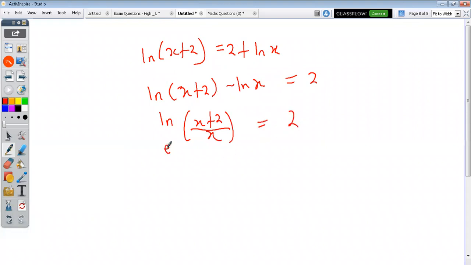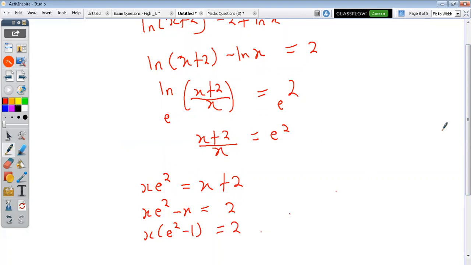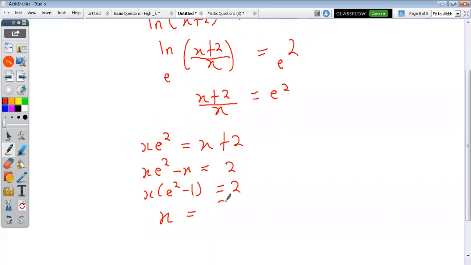Then I can now take e of that and e of that. Then our remaining is (x plus 2) over x is equal to e to the power of 2. Then I multiply, that's x e to the power of 2 is equal to x plus 2. Then move that side, x e to the power of 2 minus x is equal to 2. Then factor out x: x(e to the power of 2 minus 1) is equal to 2. Then your x value is 2 divided by e to the power of 2 minus 1. Then you can find it from your calculator.